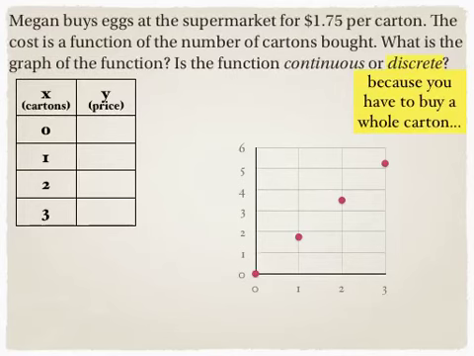To find the cartons and the price, if you buy 0 cartons, you're not going to have to pay anything. If you buy 1 carton, you would have to pay $1.75. If you bought 2 cartons, it would be $3.50, and if you bought 3 cartons, it would be $5.25. So notice I've already plotted those points on the graph that's shown. I am not going to connect them because it is not a continuous function, it is a discrete function, because I cannot buy between 0 and 1 cartons of eggs. So those numbers between 0 and 1 aren't going to apply. But I can buy 0 cartons, 1 carton, 2 cartons, 3 cartons, and so on. I could buy as many cartons as I want.